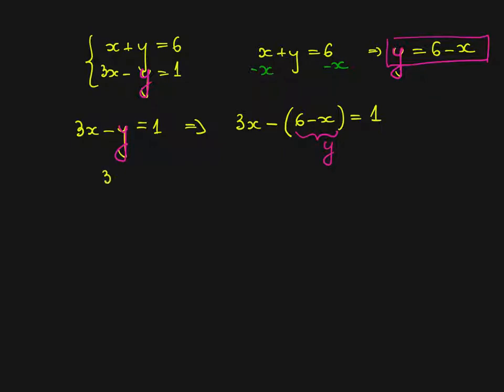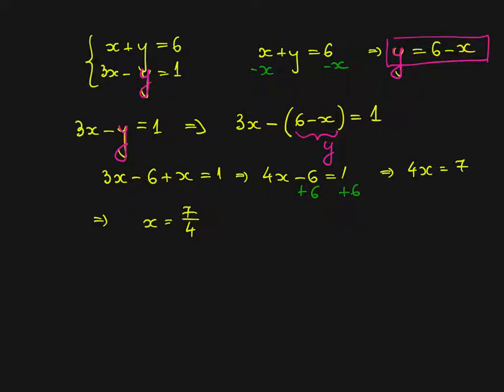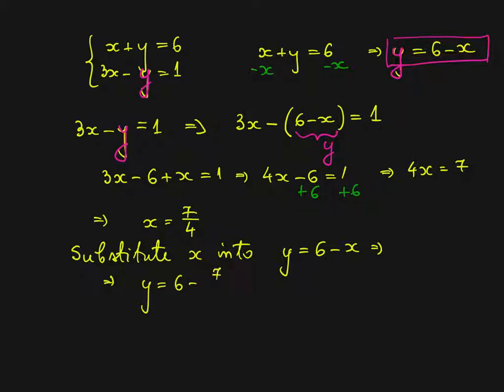Now I open the bracket, so 3x minus 6 plus x equals 1. Therefore, 4x, collect like terms, minus 6 equals 1. Add 6 to both sides. So 4x equals 7. Divide by 4. Therefore, x equals 7 over 4. Now, substitute x into, probably the simplest is y equals 6 minus x. Therefore, y equals 6 minus 7 over 4, the same as before on the first slide, so we get 17 over 4. So my solution is x equals 7 over 4, y equals 17 over 4.